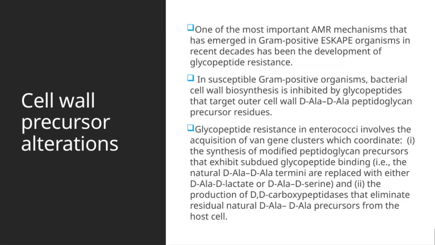One of the most significant resistance mechanisms that has emerged in gram-positive ESKAPE pathogens over recent decades is glycopeptide resistance. In susceptible gram-positive bacteria, glycopeptides normally work by inhibiting bacterial cell wall biosynthesis. They do this by targeting the D-Ala-D-Ala peptidoglycan precursors that are found on the outer cell wall.